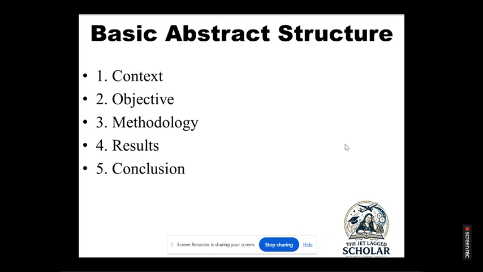And this is the basic structure: the context or the background, then the objectives, followed by the methodology. In this we write about the data sources and the methods we use to carry out the research. Then the results or the findings, and finally the conclusion or the implications.